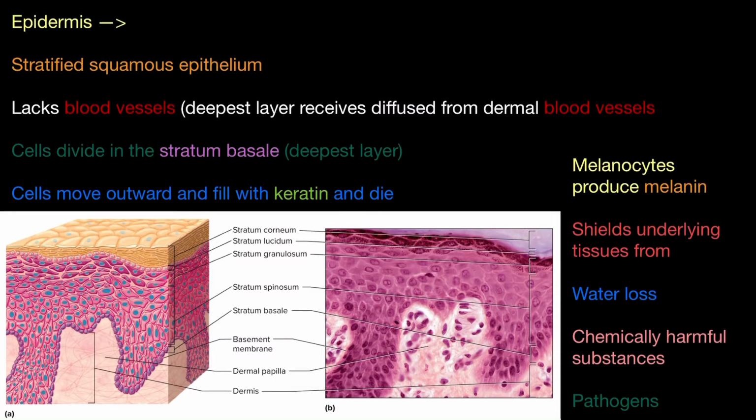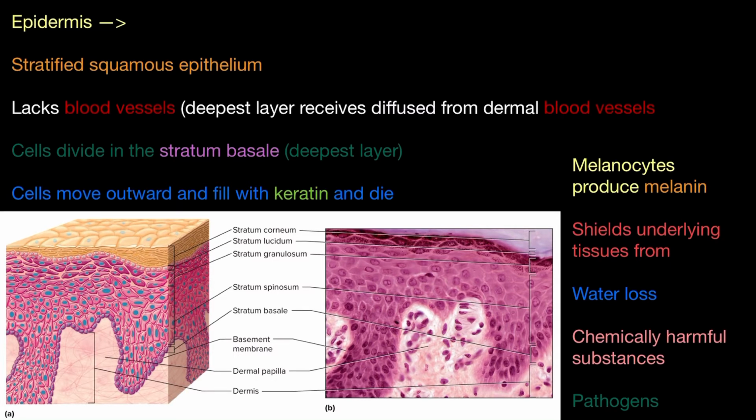They lack blood vessels, and so the deepest layer of the epidermis receives diffused blood from the blood vessels from the dermis. So really this area right here doesn't have much blood flow, but these cells from the first layer get diffused blood from out here. And this region is actually called the dermis. Alright, so blood vessels from the dermis diffuse their blood into the deepest layer of the epidermis.